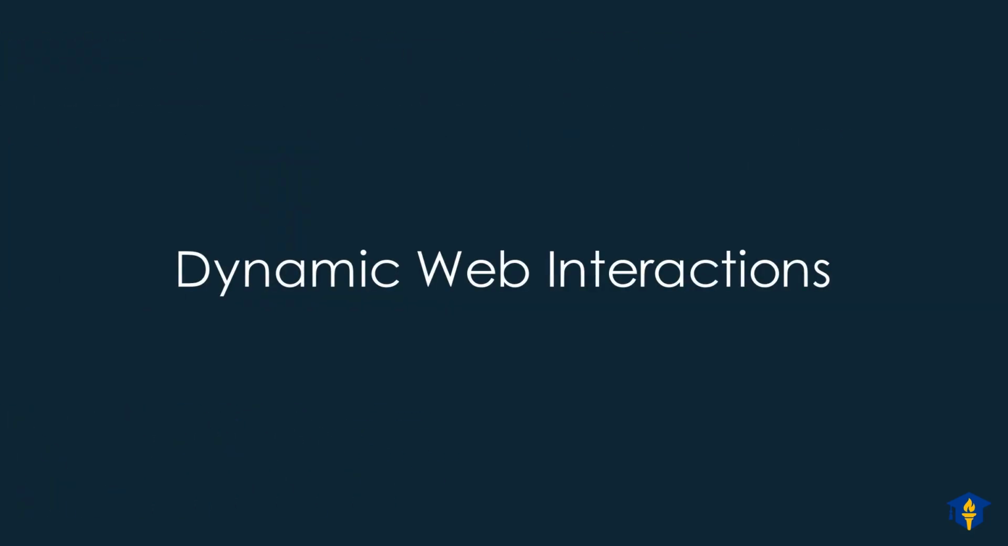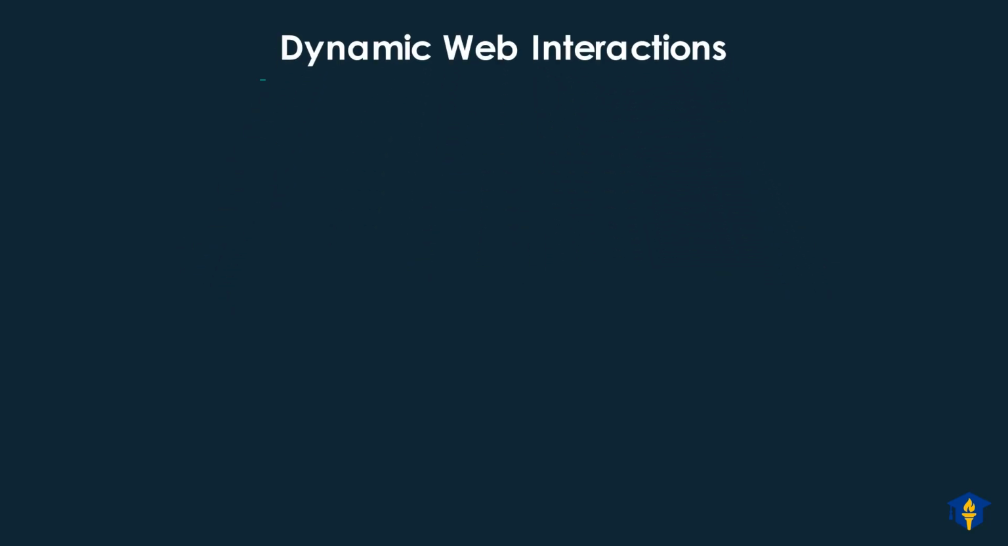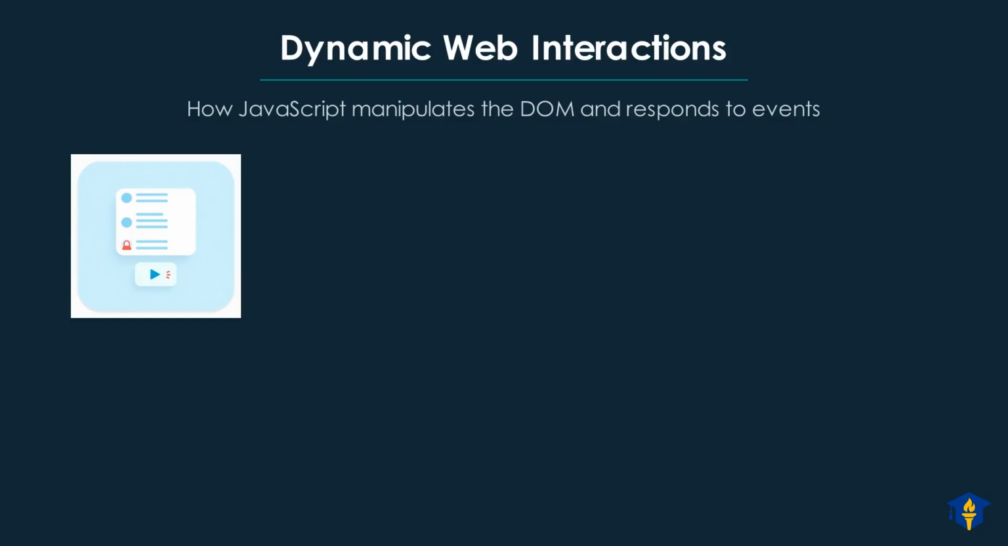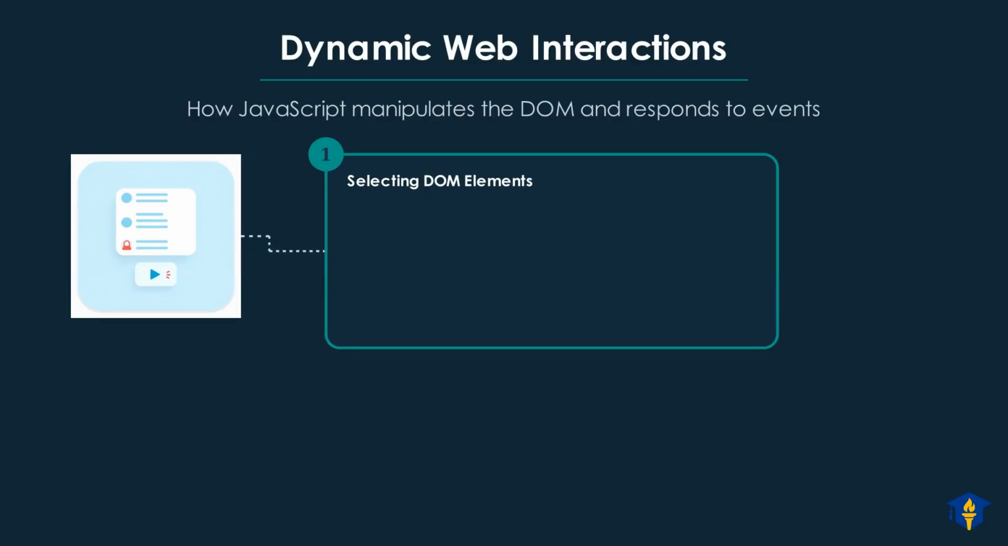Let us explore how JavaScript interacts with the document object model to create dynamic and responsive web experiences. We will cover how JavaScript manipulates the DOM and effectively responds to various user events. First, let's understand the methods available for selecting specific elements within the document object model.